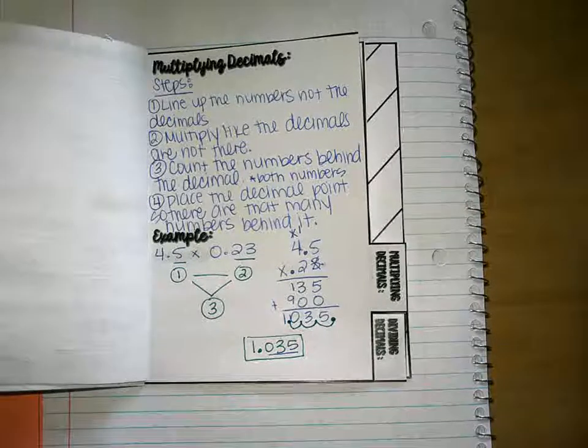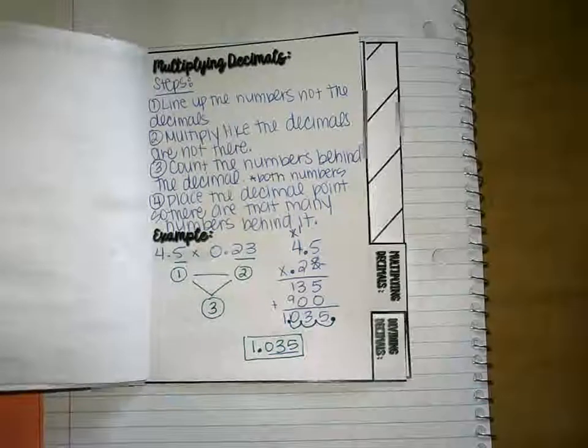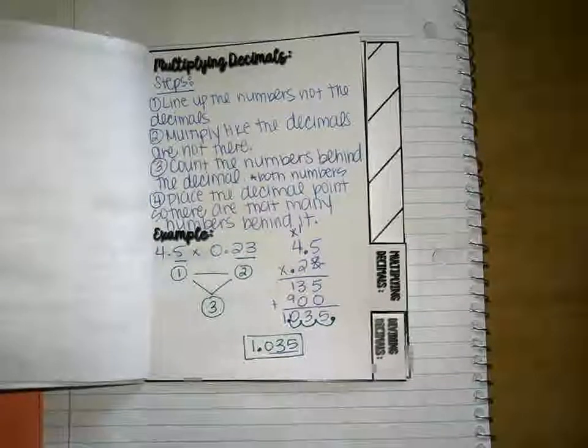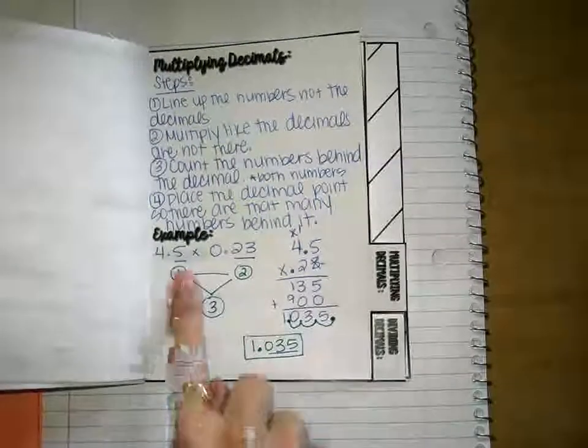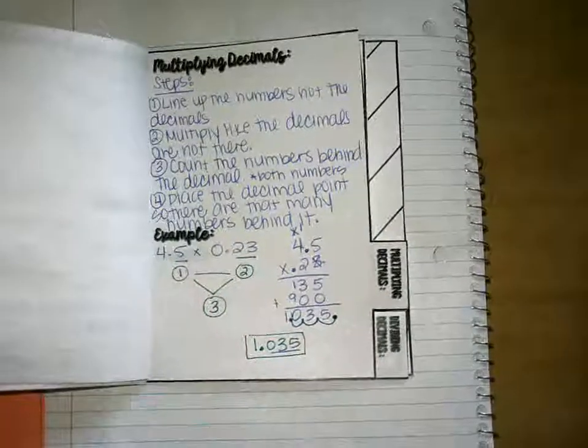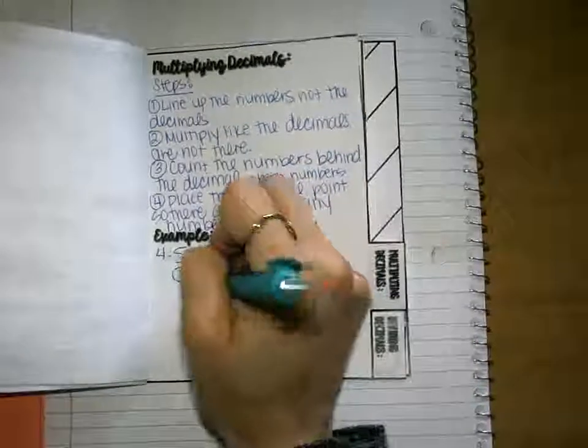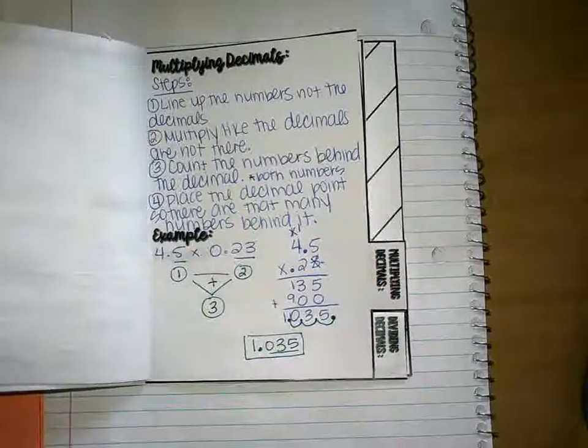Questions? Lindsay. Even if there is the same amount of numbers behind the decimal point, do you still add them together? Yes. Yes, you will always add them together no matter how many there are. Great question. So I'm going to put a little plus sign there so we know we add those together.